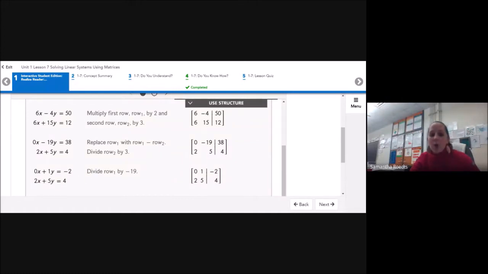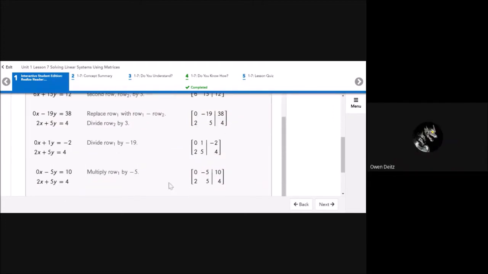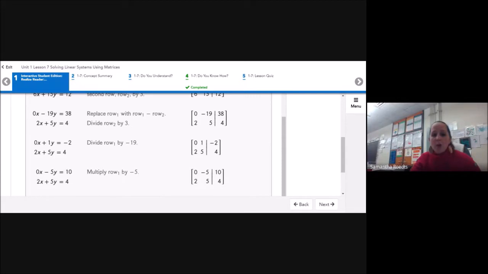Now I want to divide row 1 by -19. What I'm basically doing here is getting this variable by itself. I want this to be 1. So 0 divided by -19 is 0. -19 divided by -19 is 1. 38 divided by -19 is -2. Everyone good so far? Okay, then I want to multiply row 1 by -5.